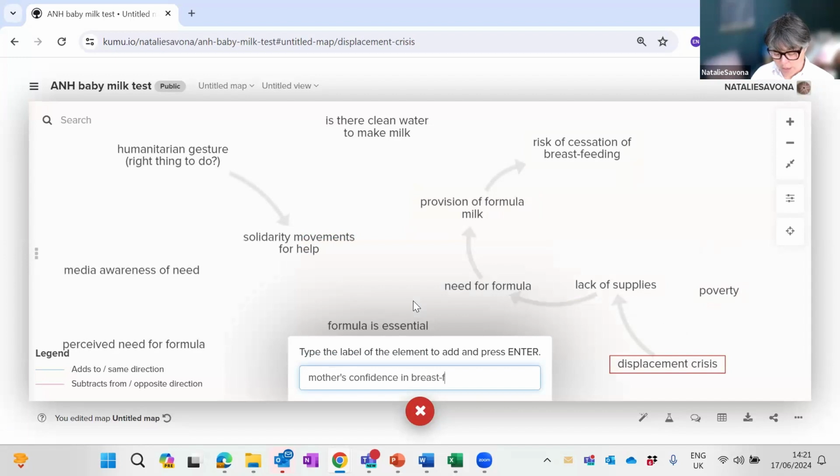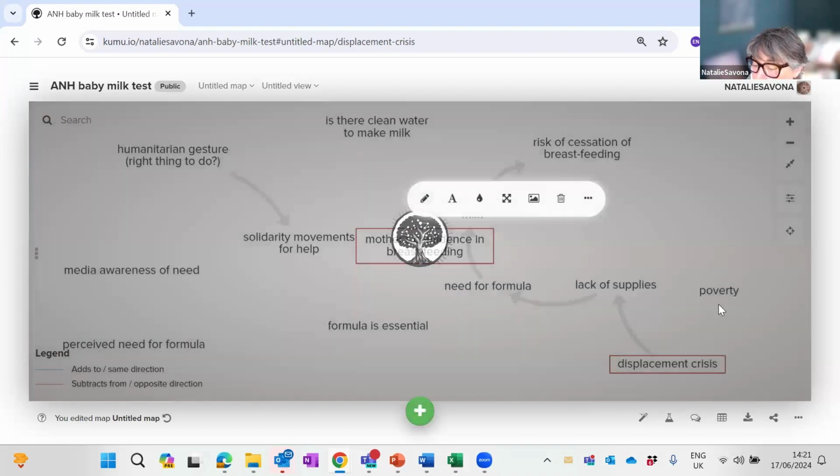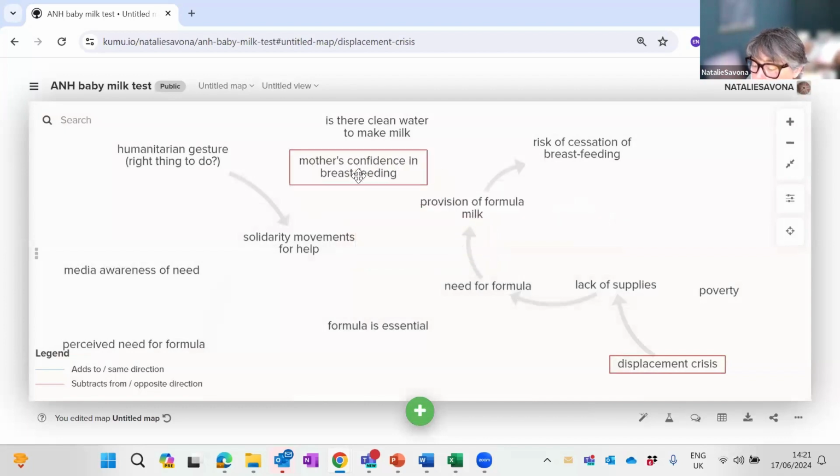So you saw there, I edited myself because I just put confidence in breastfeeding. Now we kind of know we were talking about a mother's confidence, but you should probably be quite specific because it might be that it's more to do with the health workers, their confidence to encourage people to breastfeed. So if you can be nice and precise, then that distinguishes things. So I've done mother's confidence. Oops, it's just updating. Okay.